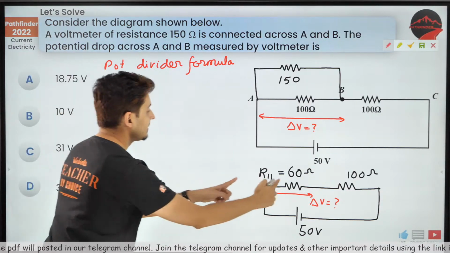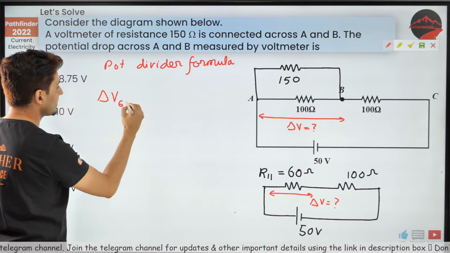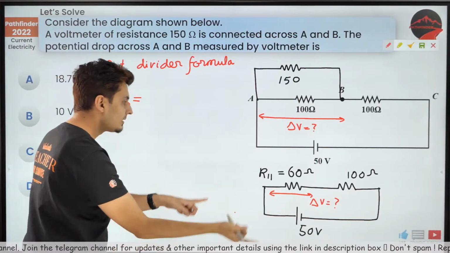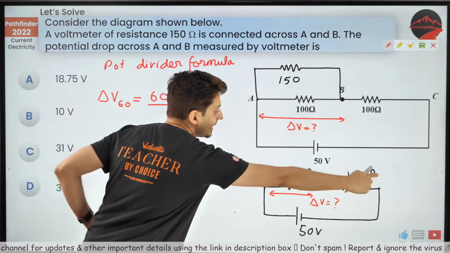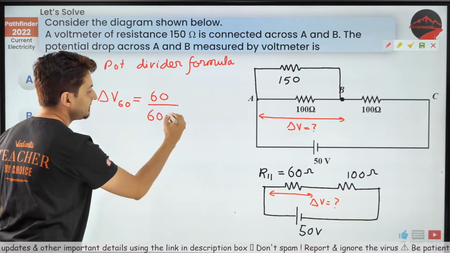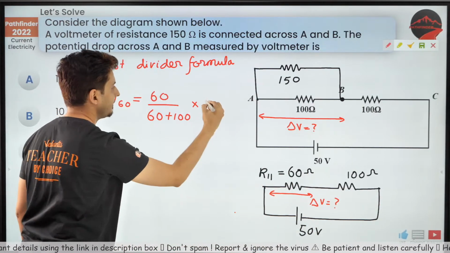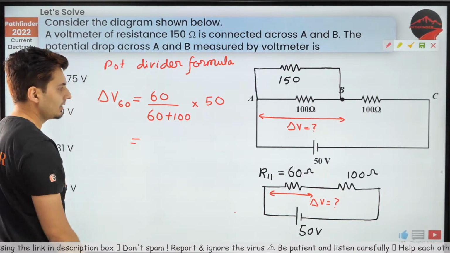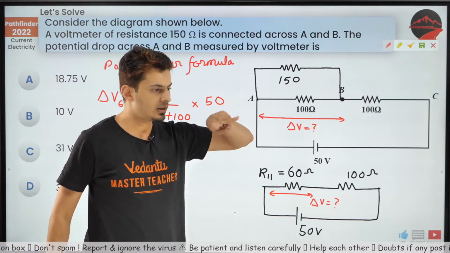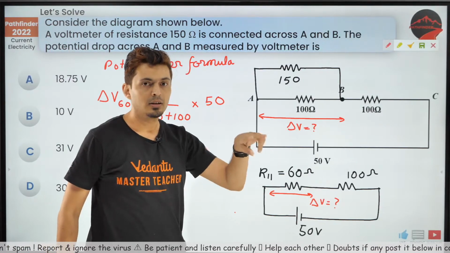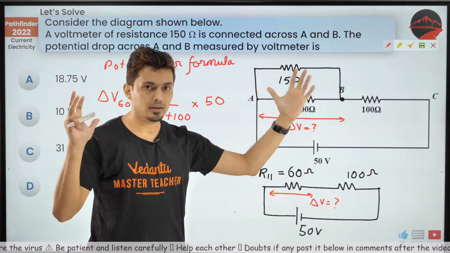And that says the voltage difference delta V across the 60 ohms is that resistance upon the total resistance, into the total voltage, which is 50. Just do the math. I hope you remember this. If there are many resistors in series and you want to measure the voltage across any one resistor, it is that resistor upon total resistance multiplied by the total voltage.